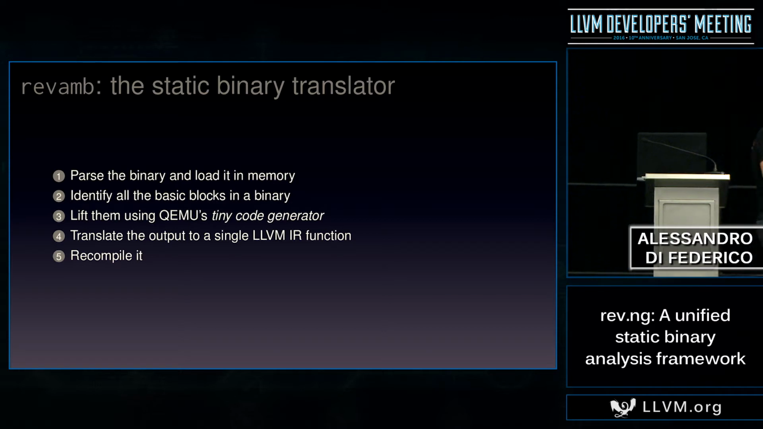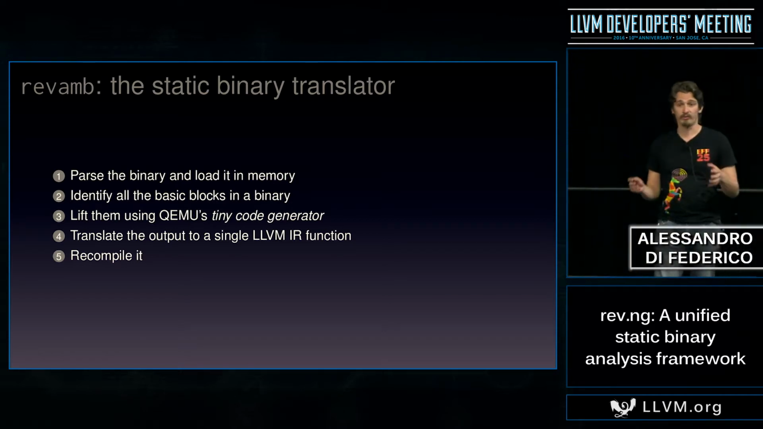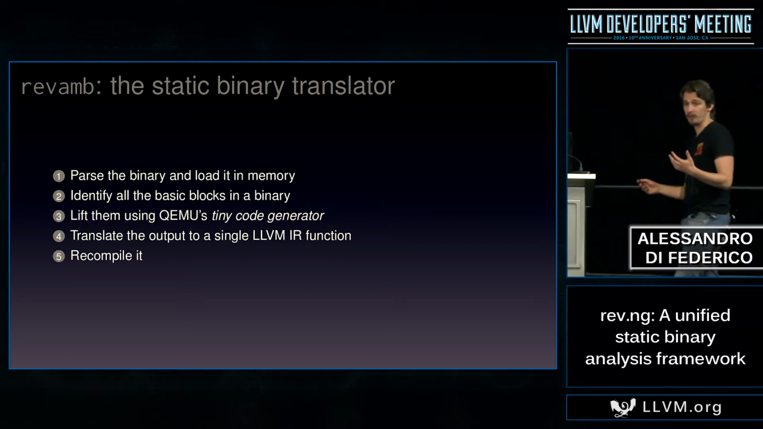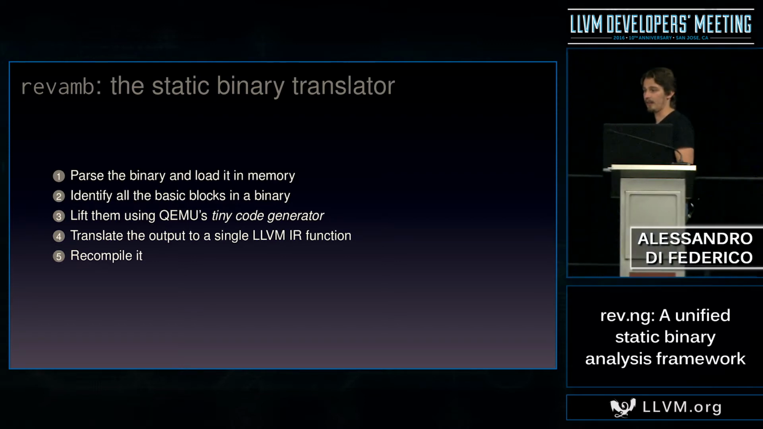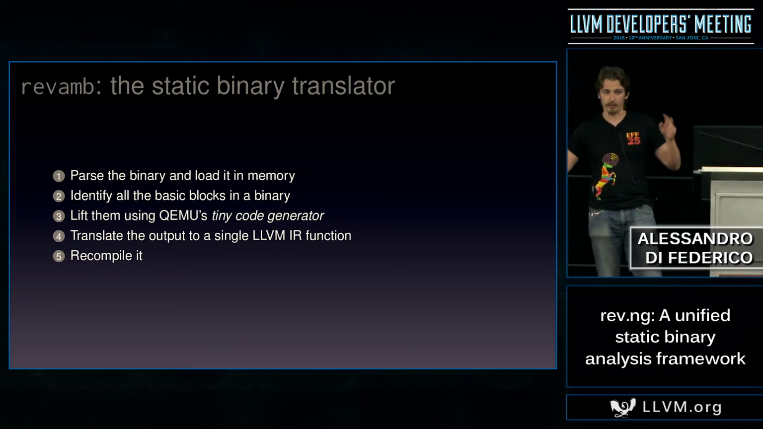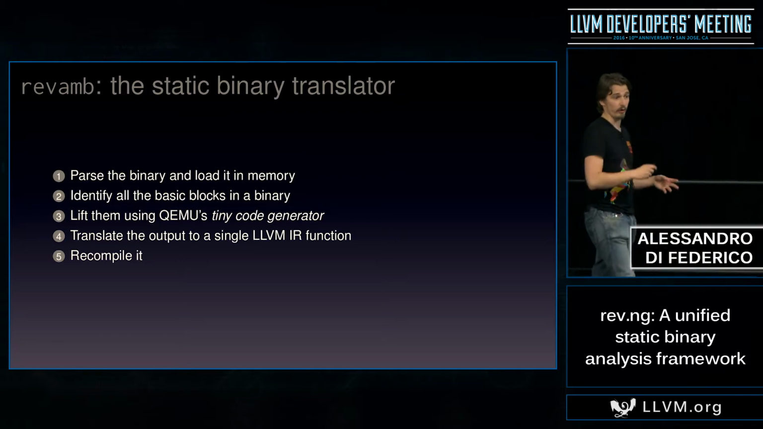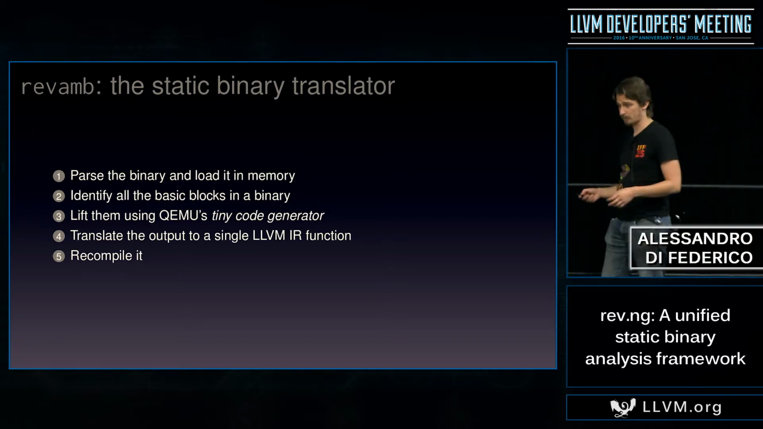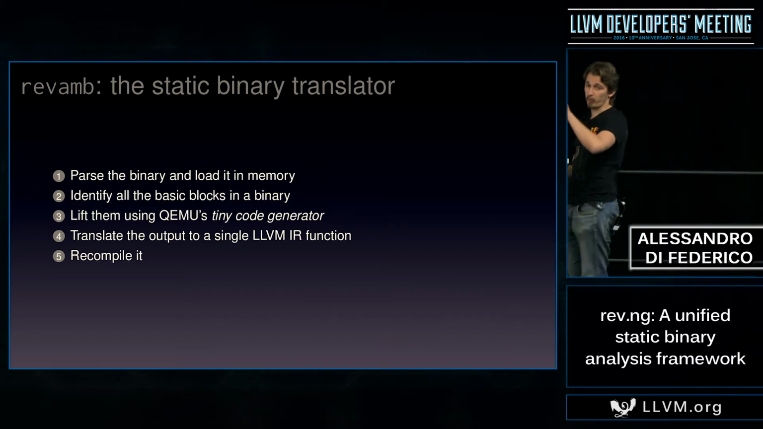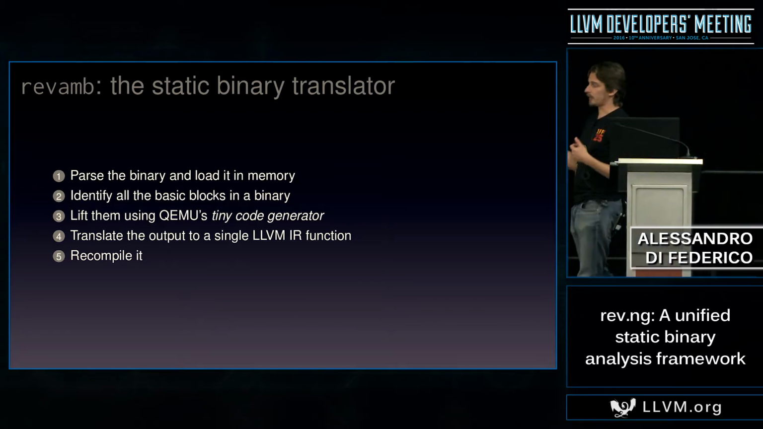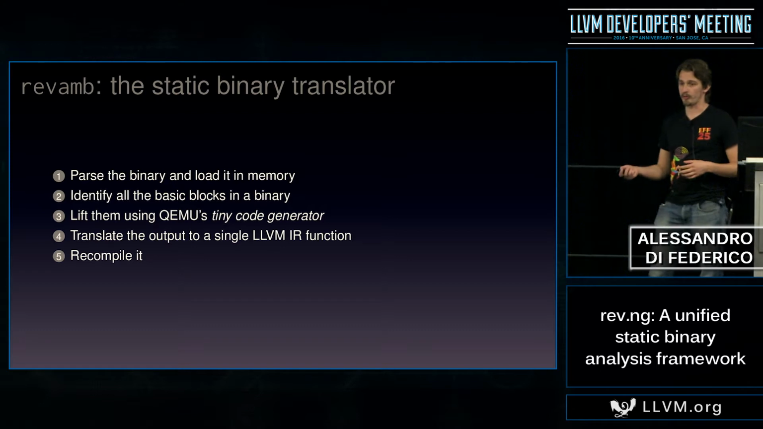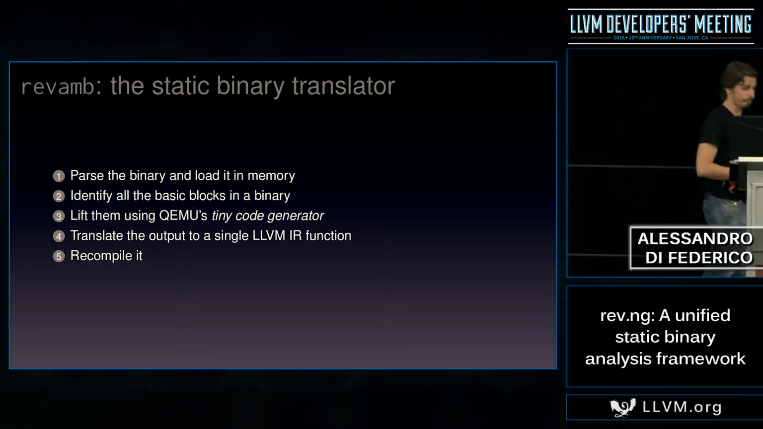Then, for each of the basic blocks that we have been able to identify, we feed them to QEMU. QEMU basically can work as a lifter or, let's say, a disassembler and output an IR, which is specific to QEMU, for each of the basic blocks that we provide it. The part of QEMU that we're using to do this is called the tiny code generator.